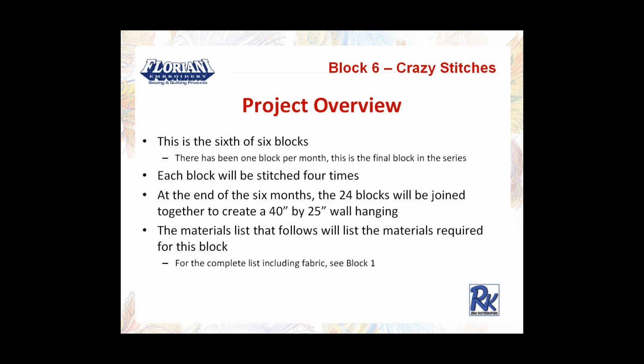So if you're just joining us for the first time, you want to go back to the club site, download all the other 5 projects so you can get your whole quilt done. You're going to stitch each block out 4 times. At the end of the 6-month period, which will be next month, we're going to join all the 24 blocks together into a completed quilt, and it's going to make a 40 by 25 inch wall hanging.